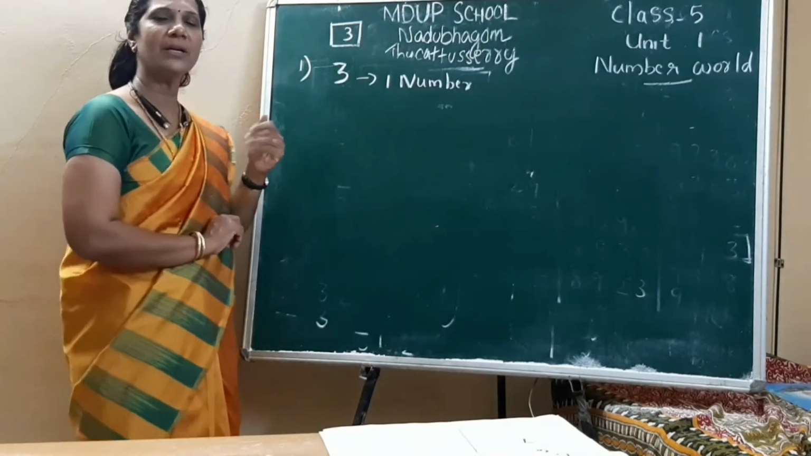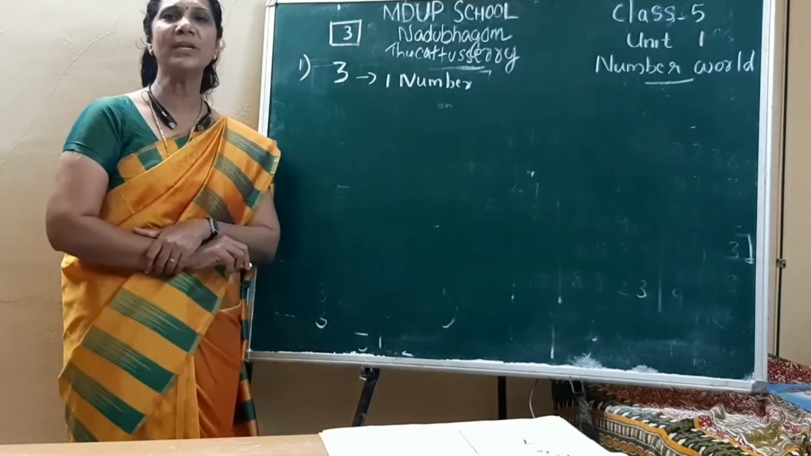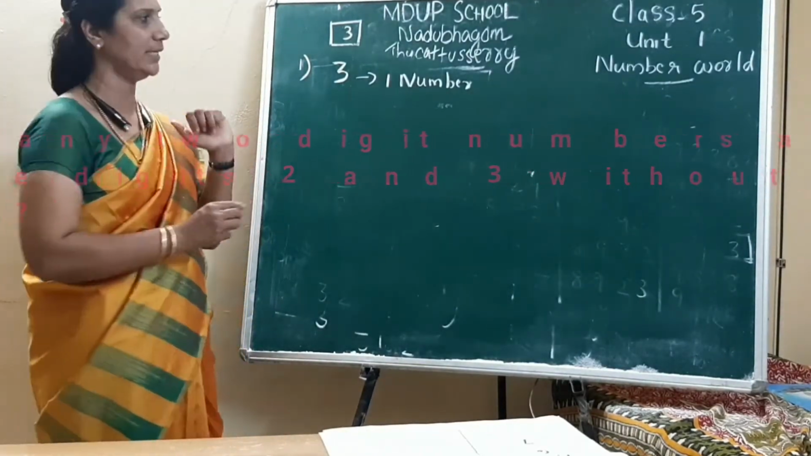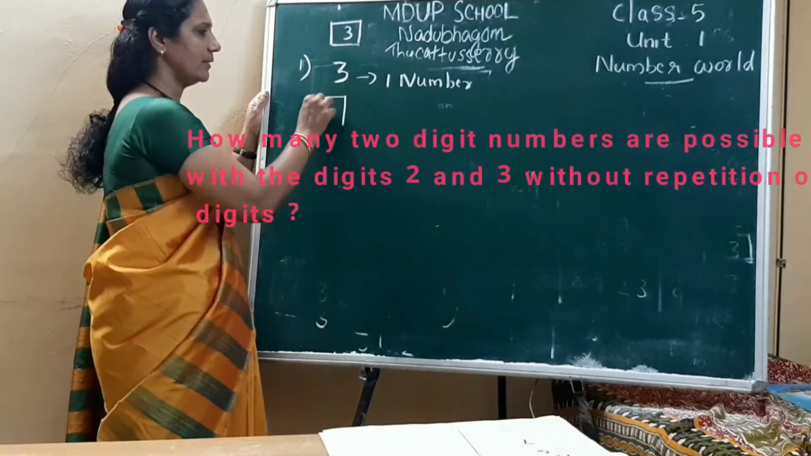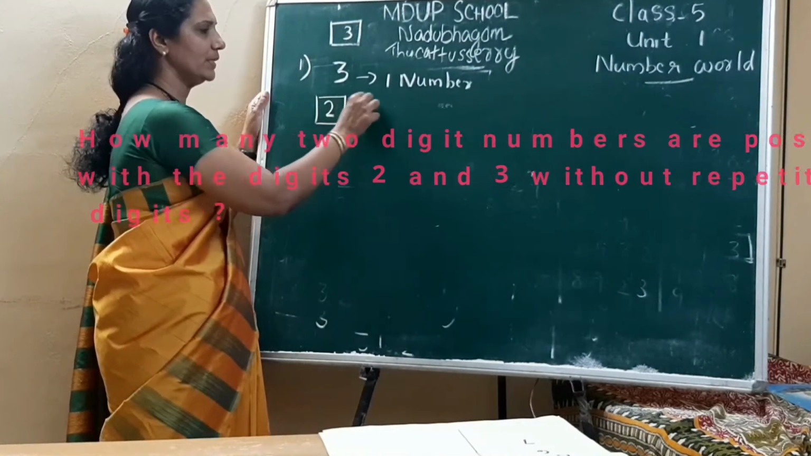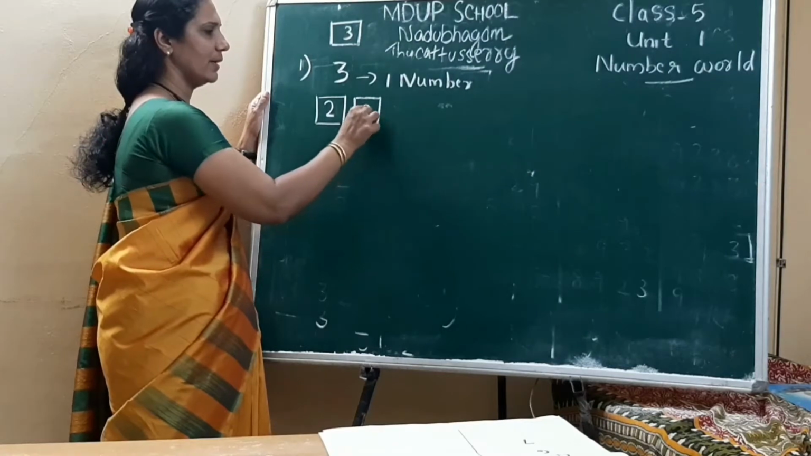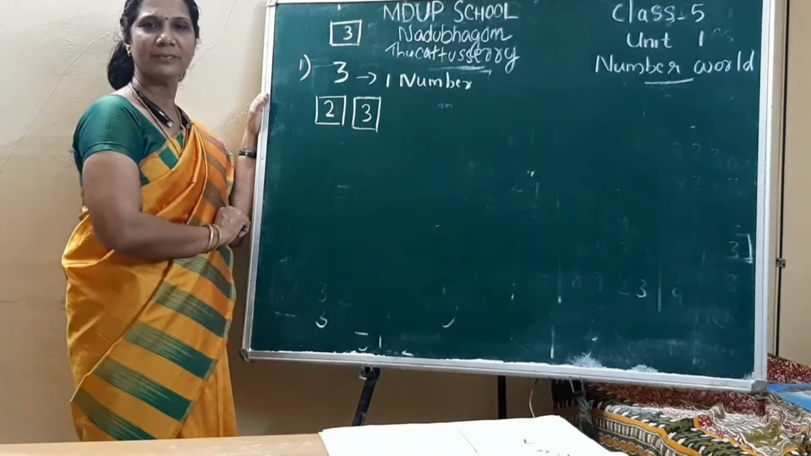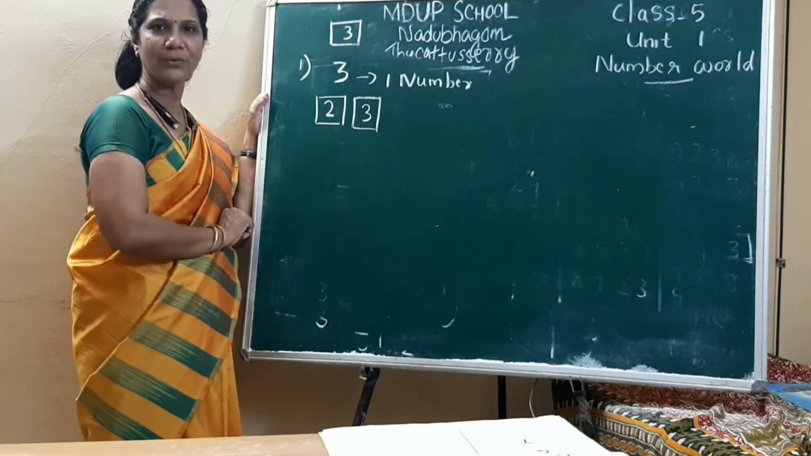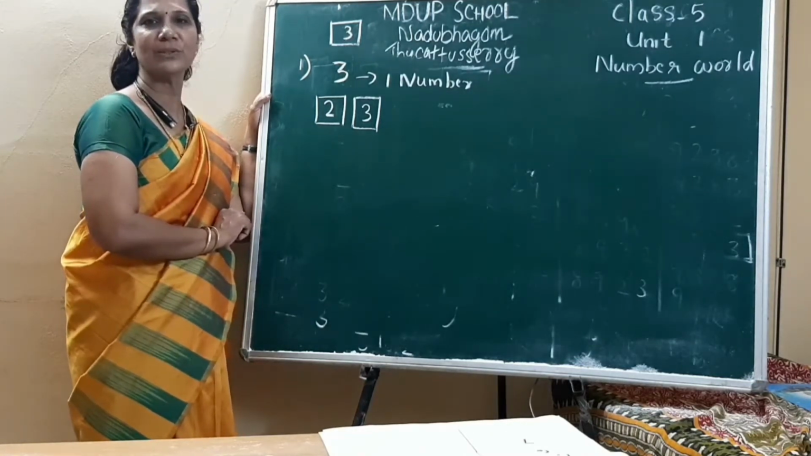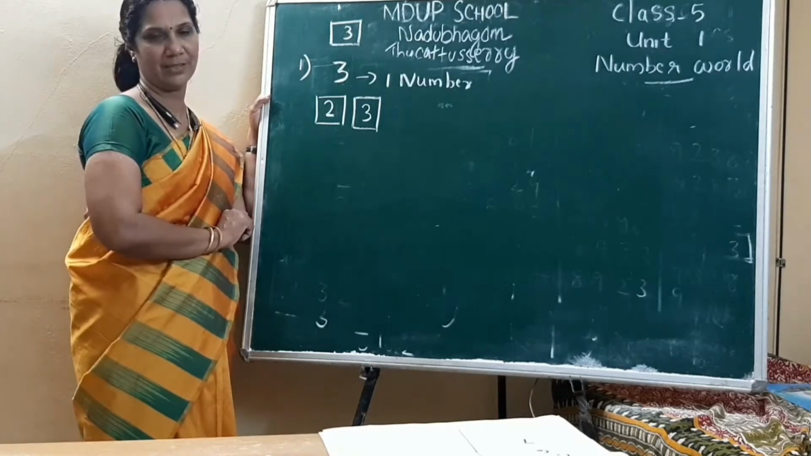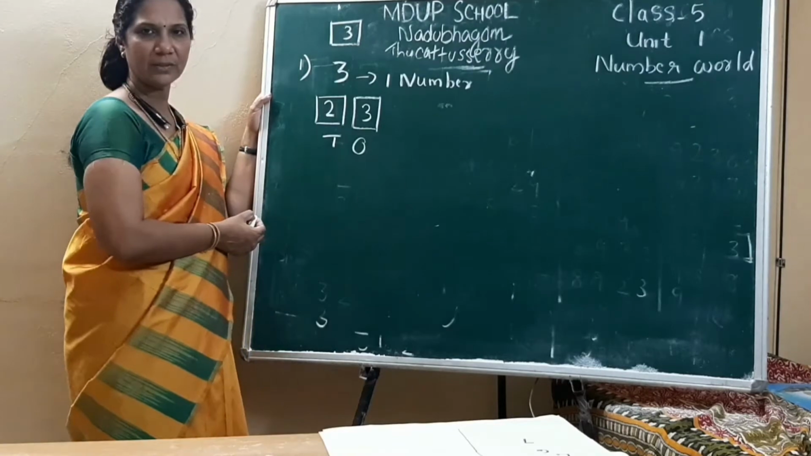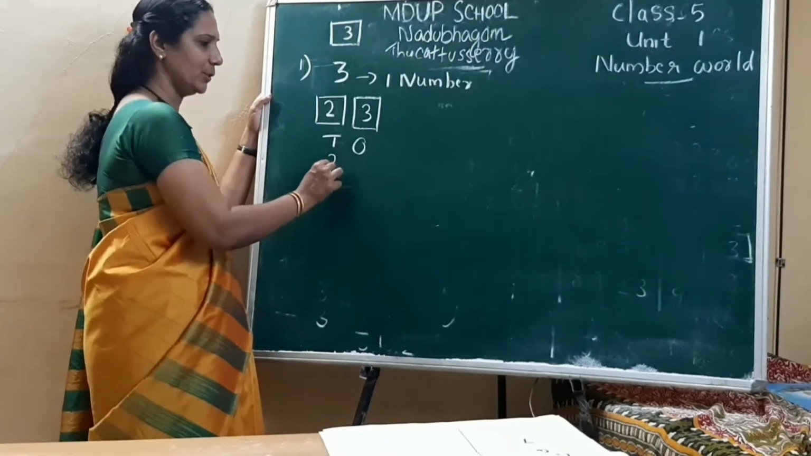Okay. Then you write down the second question. How many two-digit numbers are possible with the digits 2 and 3? Now you have two digits, 2 and 3. You write down the answer in your notebook. Okay. What are the answers, all of you? What are the place values in a two-digit number? Ones and tens.